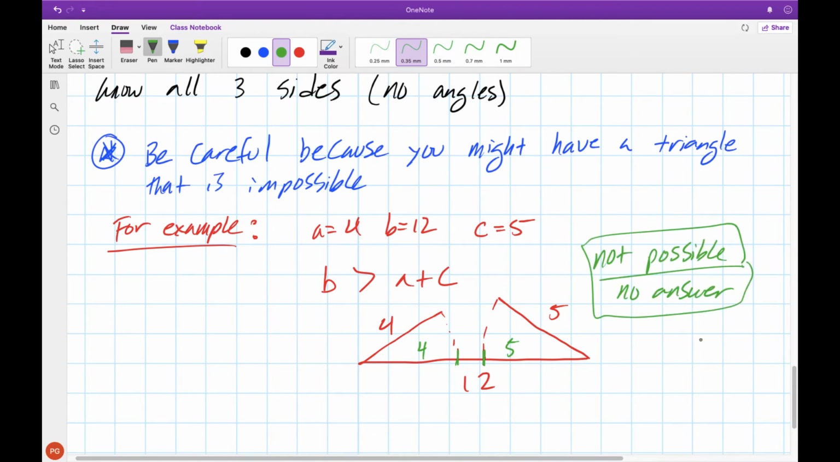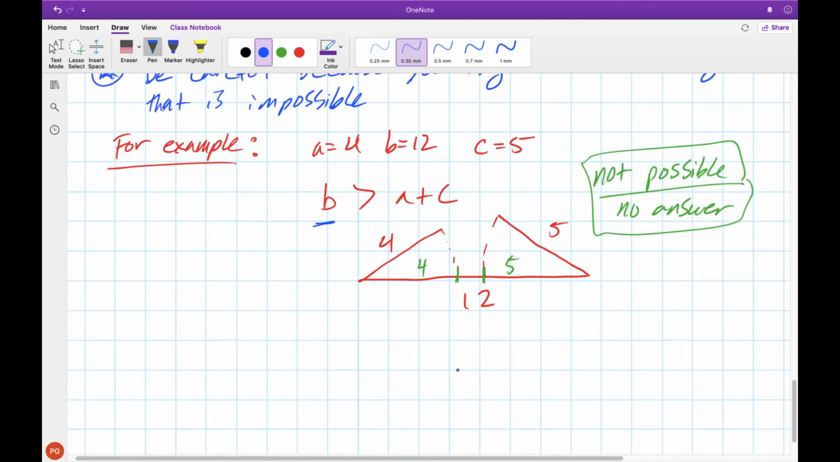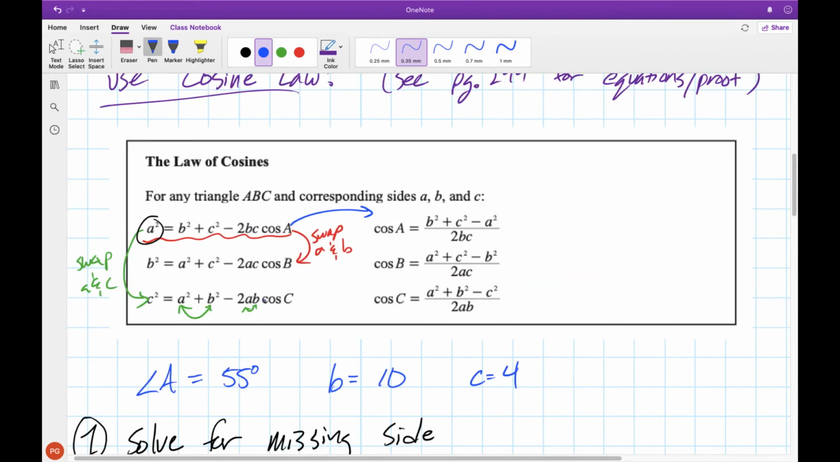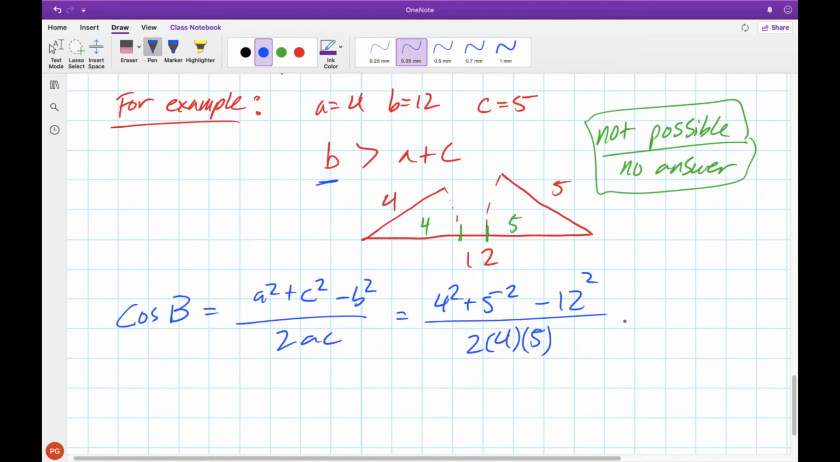So this is not possible. There's no answer for this triangle because it isn't an actual triangle. If we were to use cosine law here, we would try and solve for the angle across from our largest side. Looking back at our table, we would use this equation right here for cos of B, which, if we plug in our numbers like this, tells us that cosine of B is equal to 2.575.